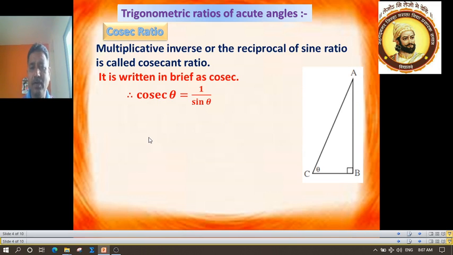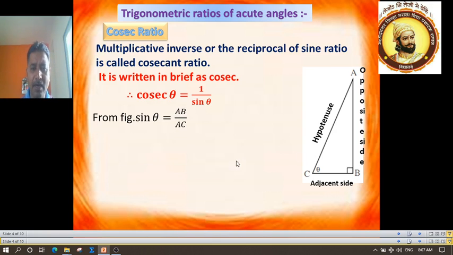Now from the figure, see here, this is a triangle ABC, angle B is a right angle, so triangle ABC is a right angle triangle, and angle C is an acute angle, say theta. With reference to theta, side AB is the opposite side, side BC is the adjacent side, and side AC is the hypotenuse. So from the figure, sine theta is equal to AB upon AC, opposite side divided by hypotenuse.